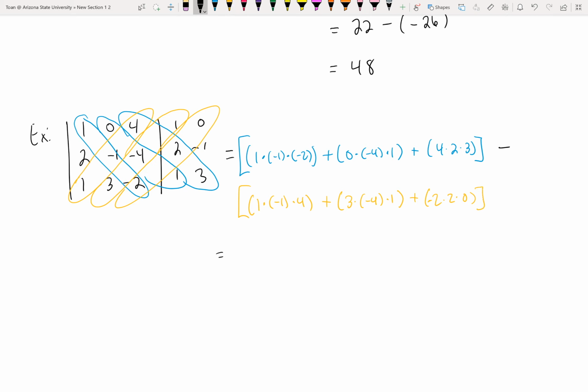So then let's go ahead and simplify all the pieces. For the blue bracket, the first parentheses will be a +2. The second parentheses will be a 0. And the third would give us a 24. I'm just doing the arithmetic really quickly. All I'm doing is just multiplying the numbers. Minus, let's do the yellow. The first yellow parentheses is a -4, plus the second parentheses is a -12, and then the third parentheses is a 0. Finally, we can do math. That's 26 minus a -16, and that gives us a 42. So that's how you find determinants of a 2x2 and a 3x3 matrix.